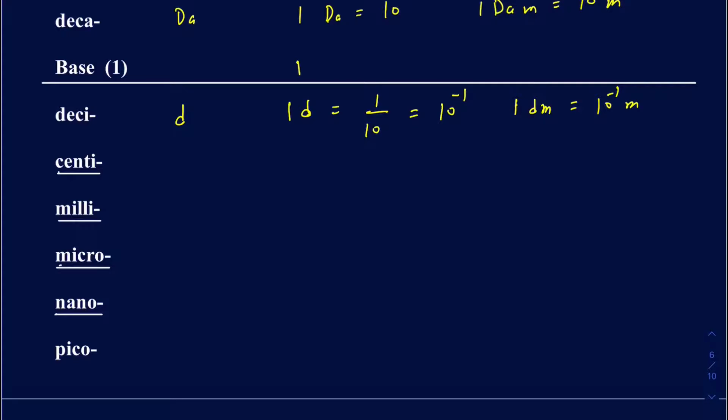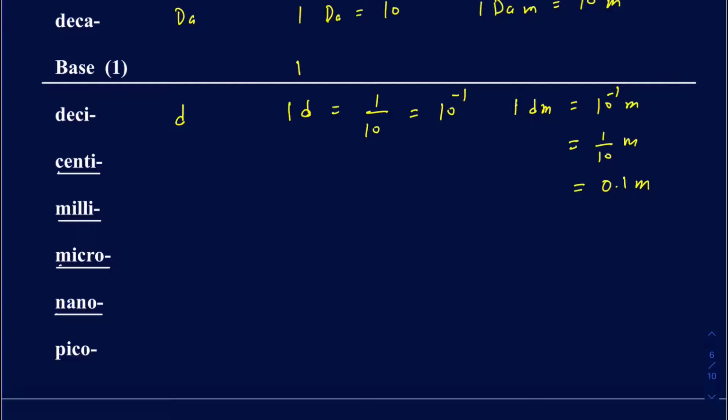All right, so that's an easier way to get rid of that prefix by just writing 10 to the minus 1. And if you want to explore different ways of writing it, you can also write it as 1 over 10 meters. And if you solve that down, you could also write that as 0.1 meters. Okay, so that's your deci.